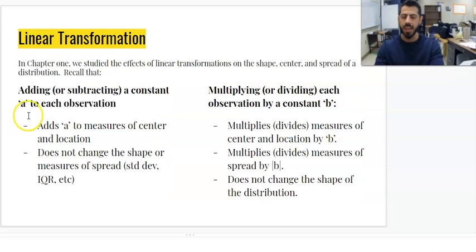It makes sense that not only would each observation increase by 6 inches, but it would also add 6 inches to the mean, or the center of that distribution, but it wouldn't change the shape or the spread. It wouldn't change the standard deviation. They would still vary by the same amount. It's just everything would be shifted a little bit to the right, a little bit higher.